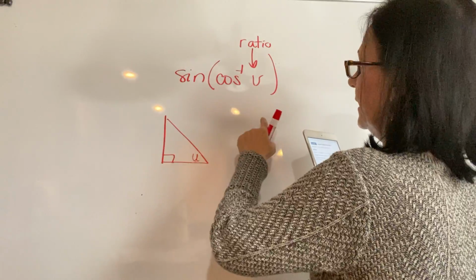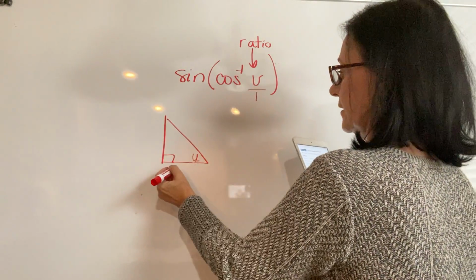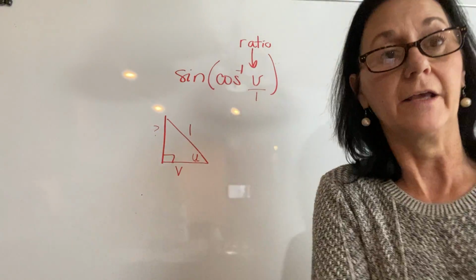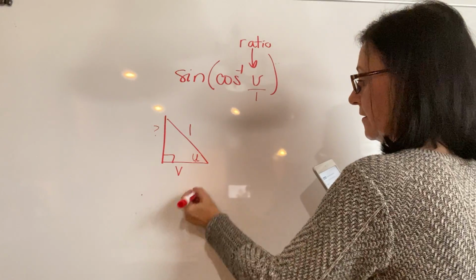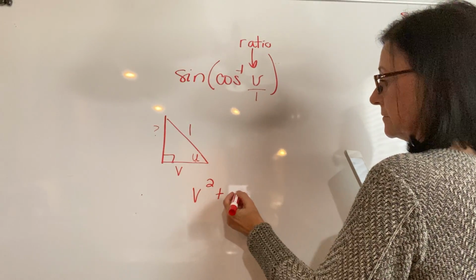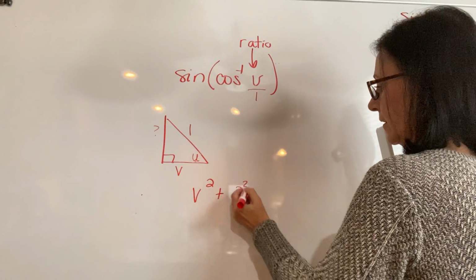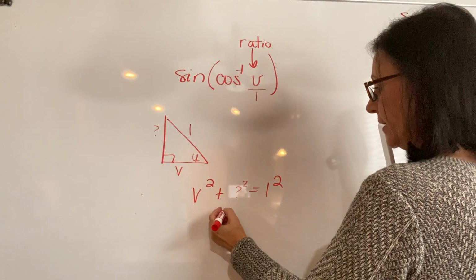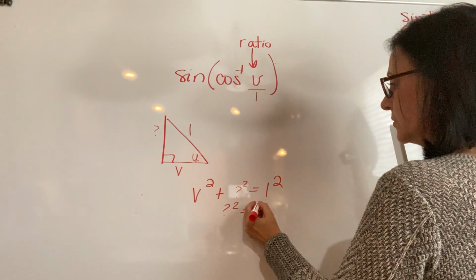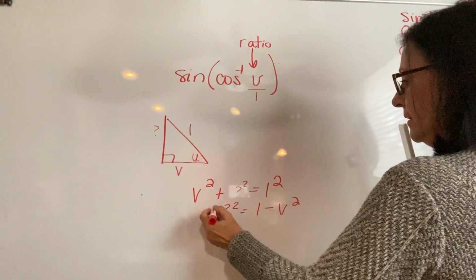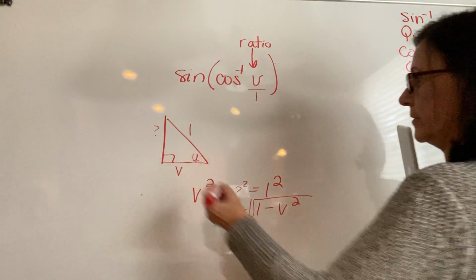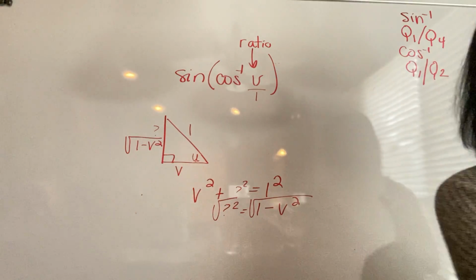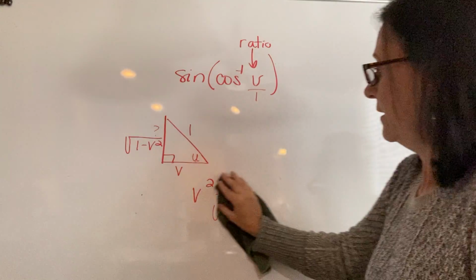Then the cosine is the adjacent over the hypotenuse. So that would be v over 1. So I need to solve for this side, and I use the Pythagorean theorem. v squared plus whatever squared equals 1 squared. Well, 1 squared is 1. I'm going to subtract the v squared. So this side squared equals 1 minus v squared. To solve for that side, I take the square root. So this side is going to be the square root of 1 minus v squared. It's just the Pythagorean theorem.